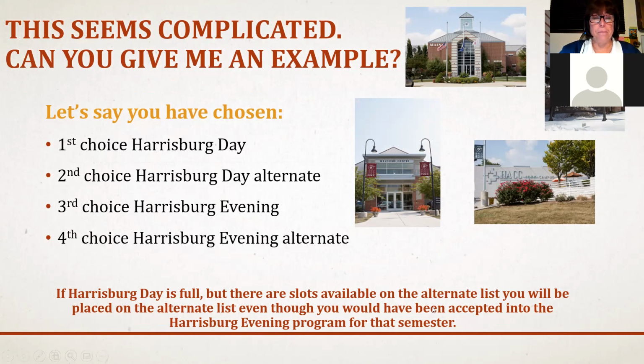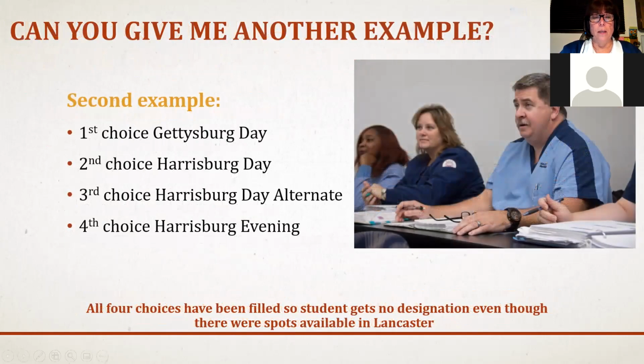Here's another example. This student had a 75, let's just say they had a 75, okay? Their first choice was Gettysburg campus. Their second choice was Harrisburg Day. Third choice was Harrisburg Day alternate. Fourth choice was Harrisburg Evening. They had 75 points. Let's just say this was the value. When we got to 75, all four of their choices were filled and they got a declination letter.